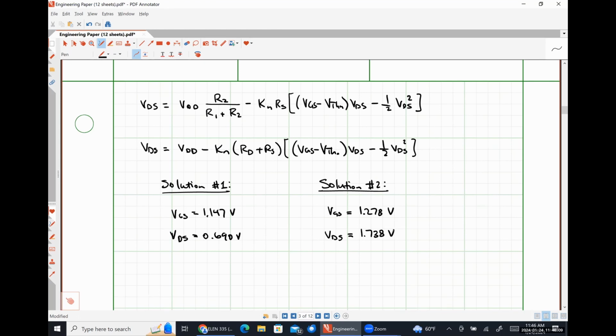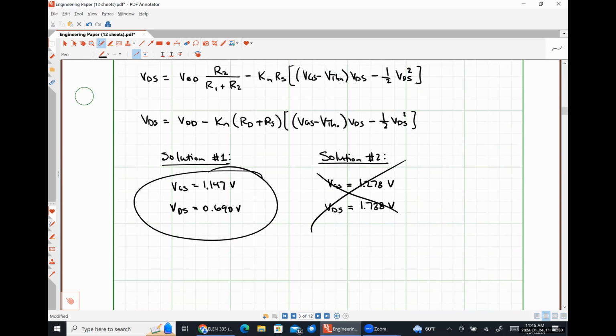Right, the one where VDS is less than VGS minus VTH. So over here on the right, we can very obviously see that VDS is greater than VGS, which means it's definitely going to be greater than VGS minus VTH. So that can't be the correct solution. So this must have been the correct solution.